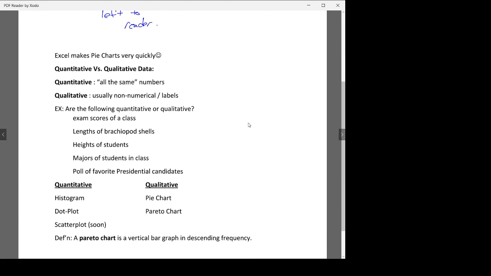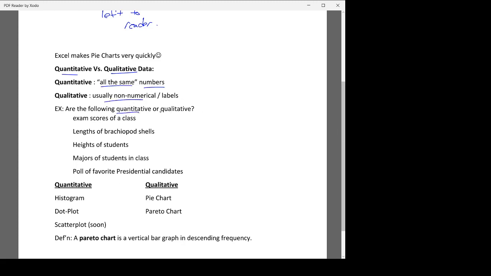Okay, quantitative and qualitative data is another one that we should probably look at here. I realize it's kind of a long lesson, but I'm going to go ahead and go through it. You can always hunt and peck through with fast forward and skipping around later if you need to. So quantitative versus qualitative data. Quantitative is like all the same data, it's all numbers. And qualitative is like non-numerical labels. So let's look at examples.